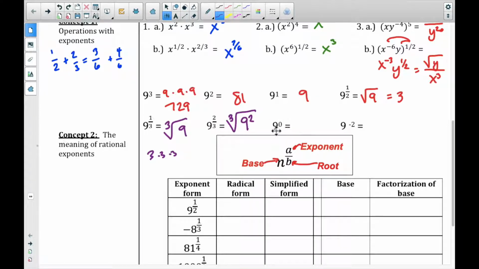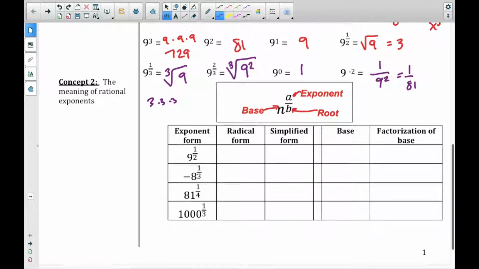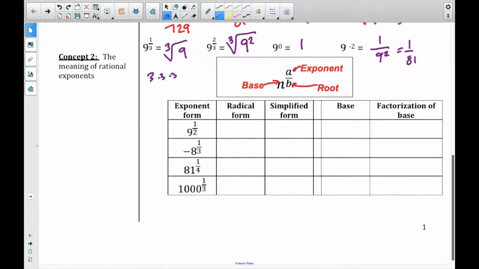Anything to the 0 power, do you remember? Anything to the 0 power is 1. Okay, negative exponent. What does a negative exponent mean? It means 1 over. So this is 1 over 81. All right, again, I'm focusing in this video on basics. So I'm going to go through the basics of what this all means. So a 1/2 power does mean the square root. So this is the square root of 9. And the square root of 9, hopefully everyone knows that one, it is 3.